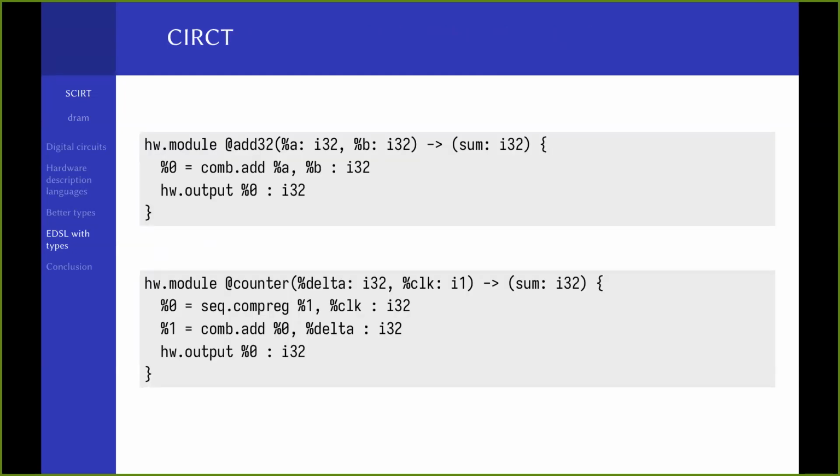So this is what circuit IR looks like. Up here we have a module called add32. It's a 32-bit adder. We can see that each of the lines is like an LLVM statement or instruction, but really what it's doing is just giving a graph. On the left side of the equal sign is the output, on the right side is the input. And there's a special node called hw.output that gives some output of the entire module. Below we have a counter, where seq.compreg is just a normal register as you would expect. And otherwise it's quite similar.